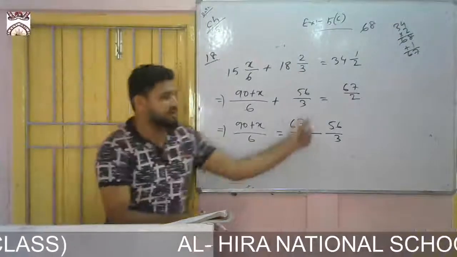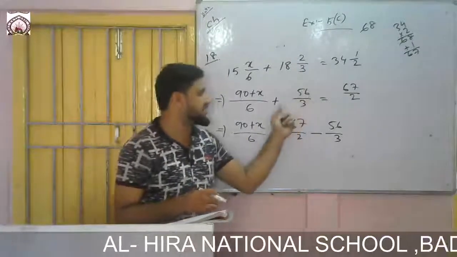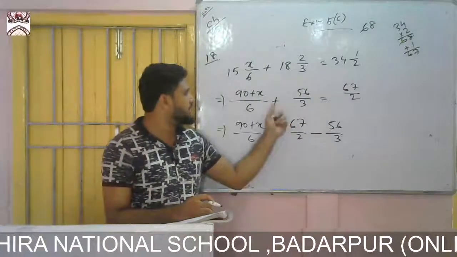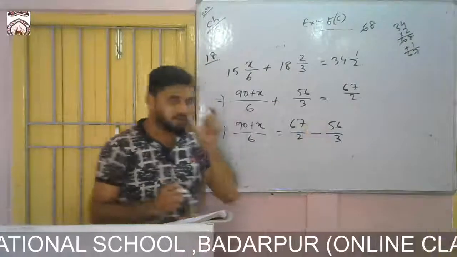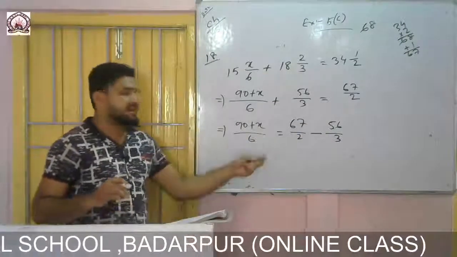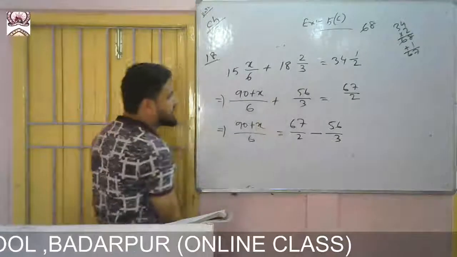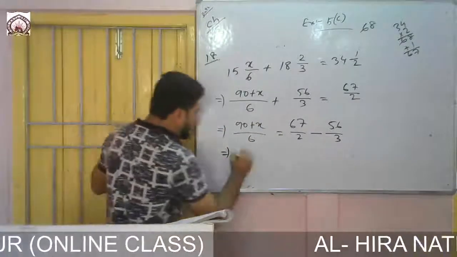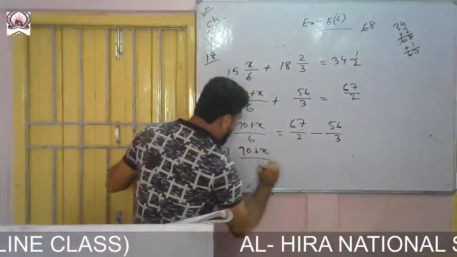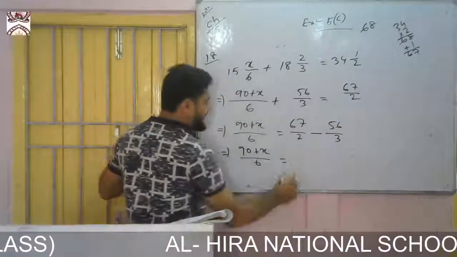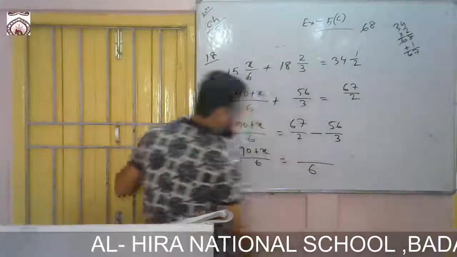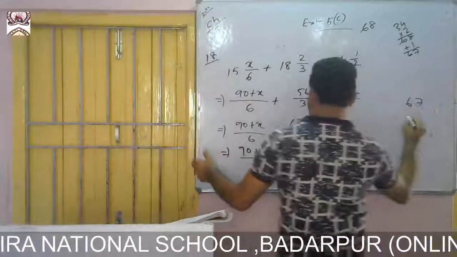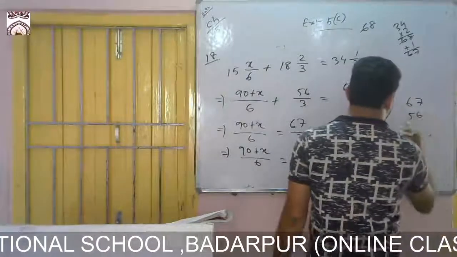So 67 by 2 it was earlier, 56 by 3 it was plus, so I transferred this to the right side by changing the sign, minus. This is the shifting or transposition method: we transfer one term to the other side by changing the sign. Now 15x by 6 equals, if you take the LCM of 2 and 3, it is 6. Now 67 minus 56, what is coming?